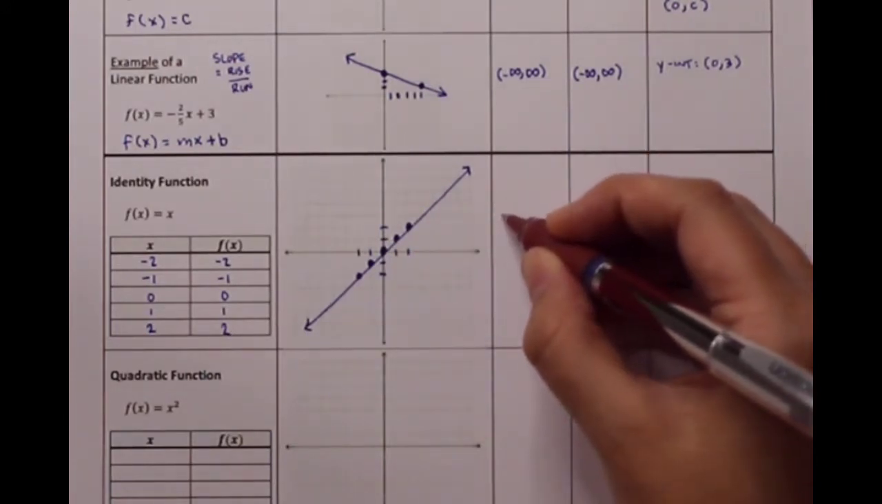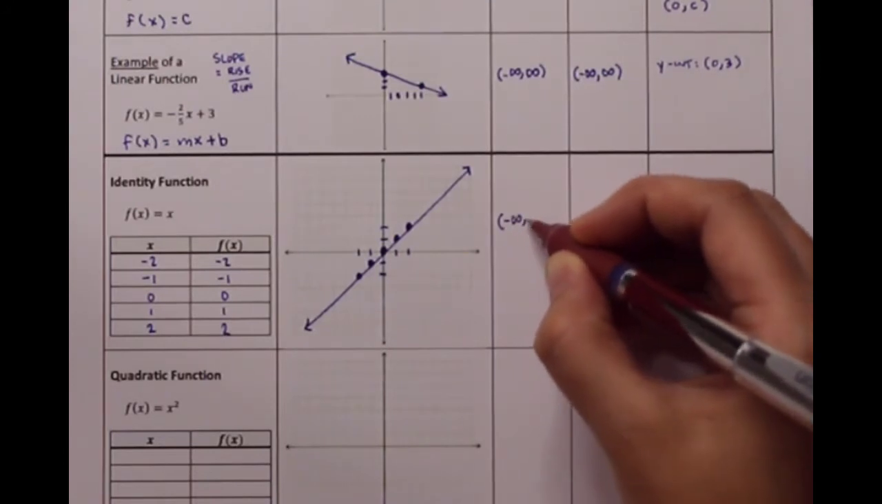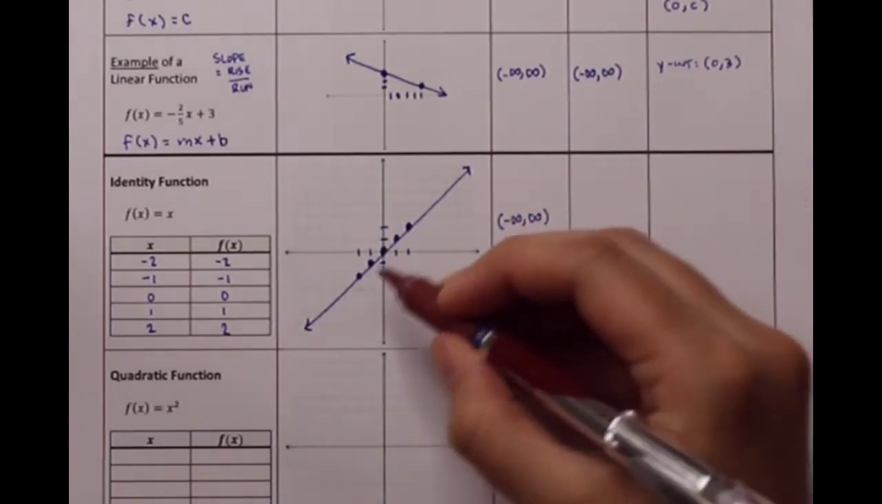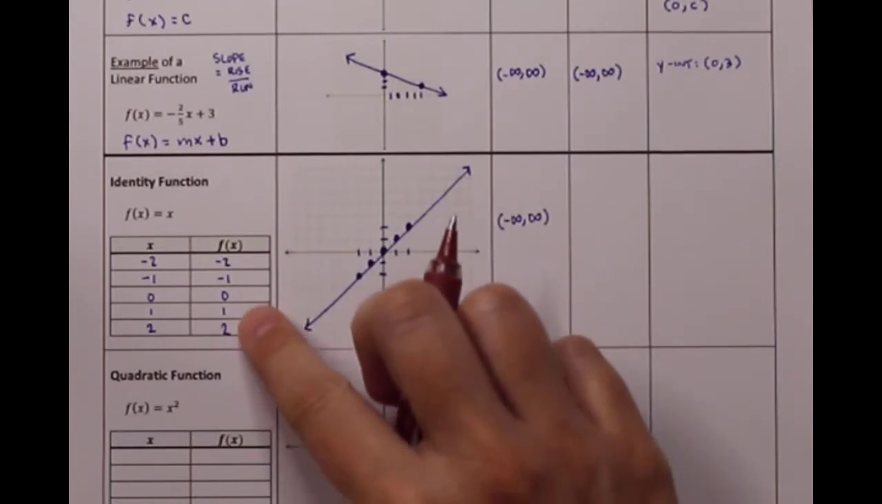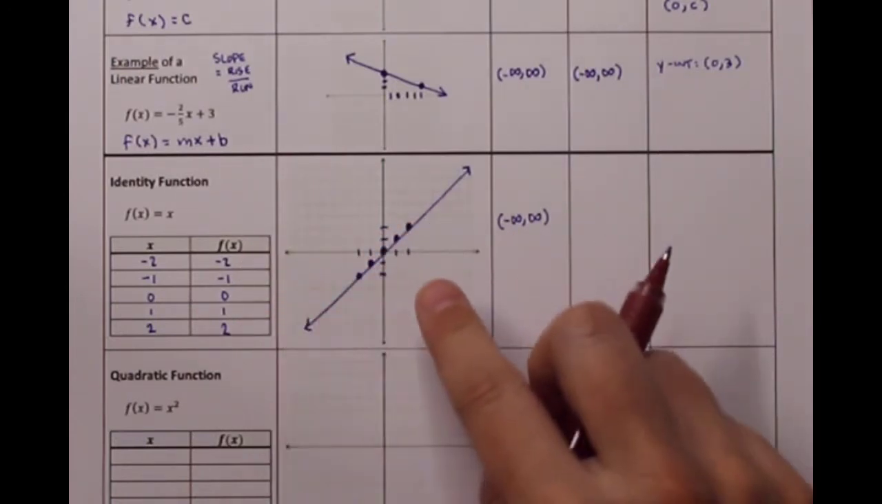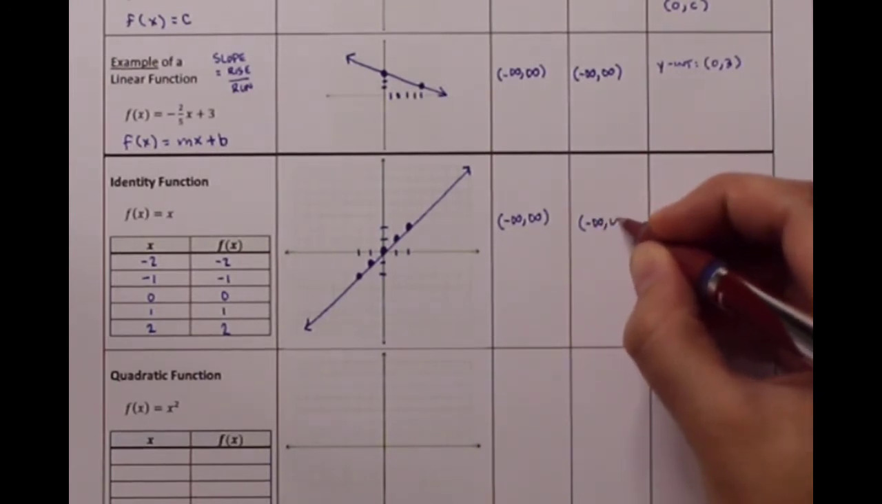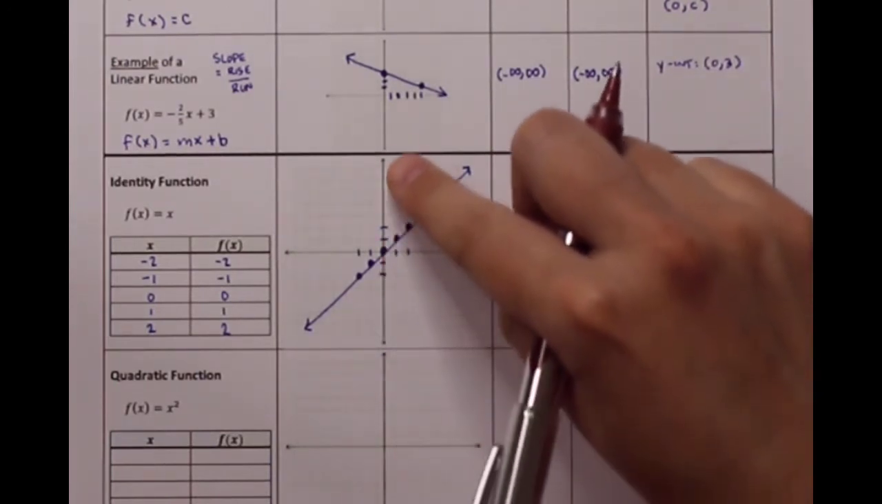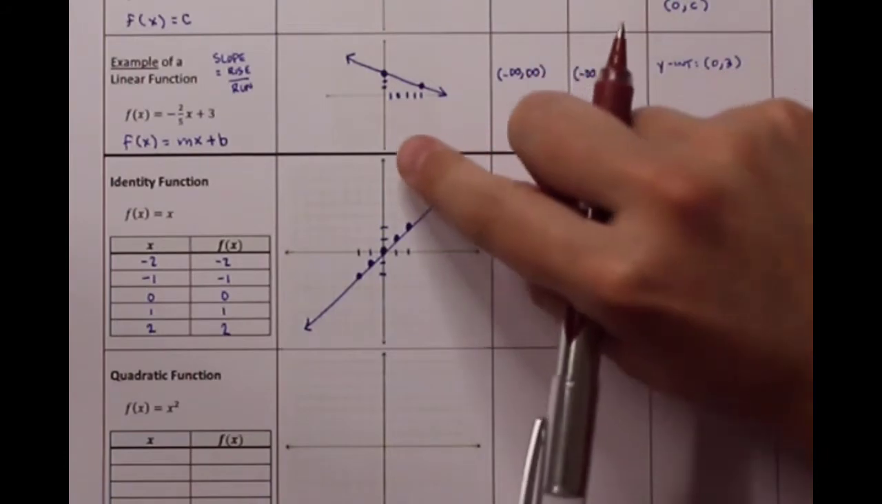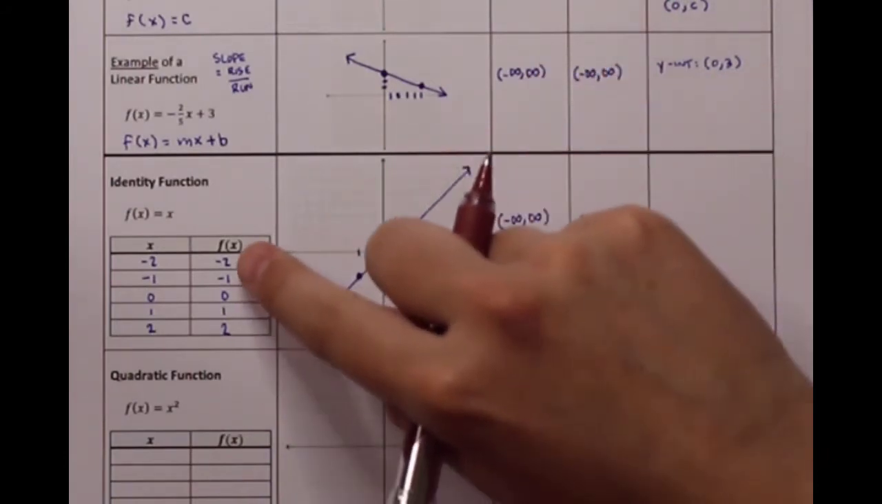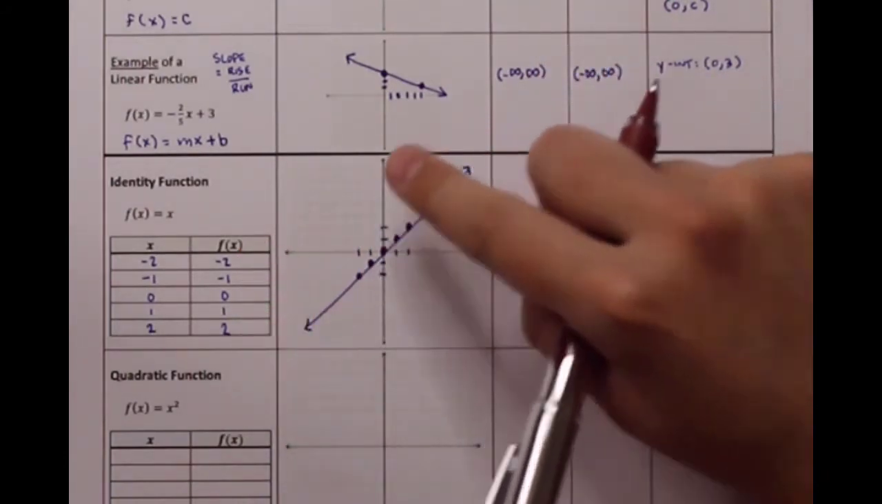The domain again on this one is going to be all real numbers, because you can plug in any x value you want, and you're going to get a real number that comes out of the function. And then the range is also going to be all real numbers from negative infinity to infinity, because this graph will eventually have outputs of all the y values, because all real numbers will come out of this function.